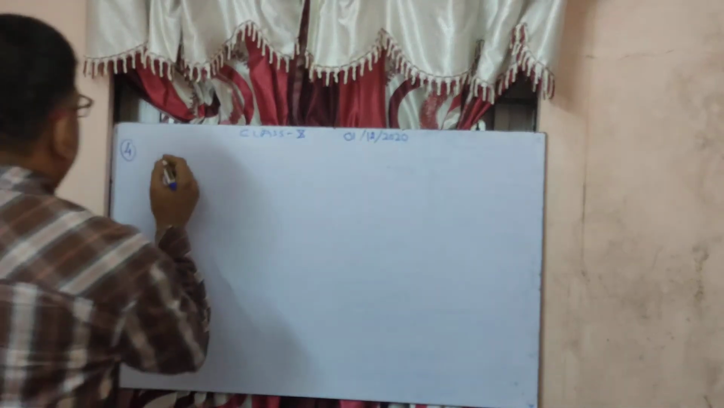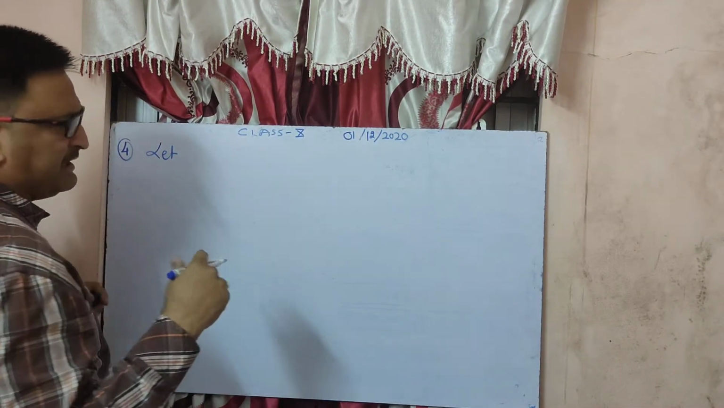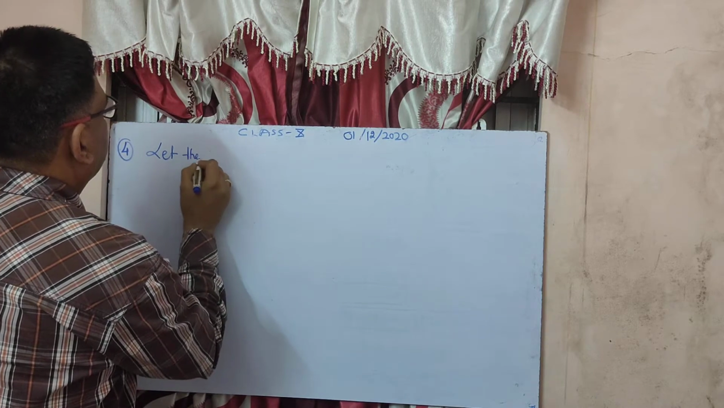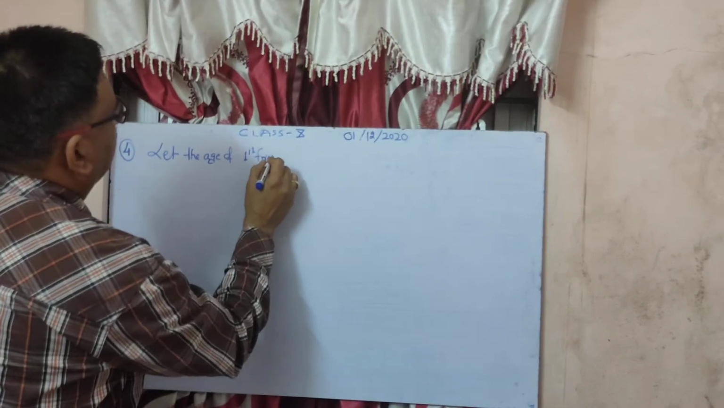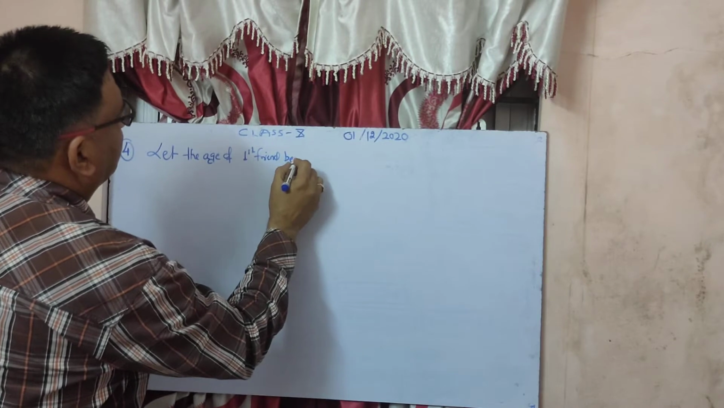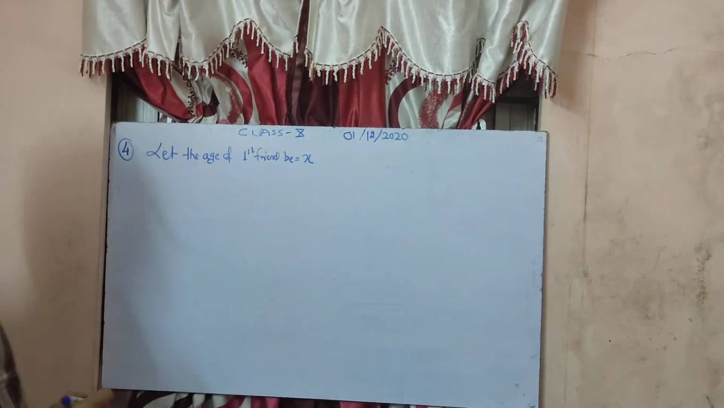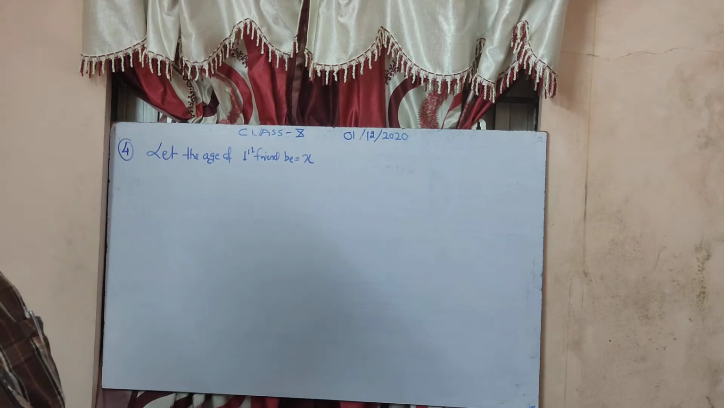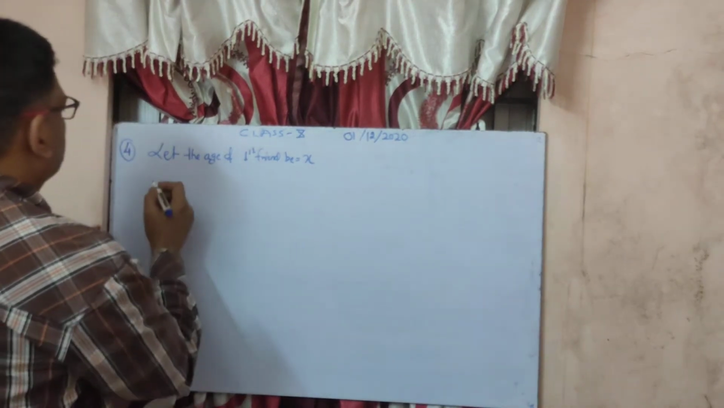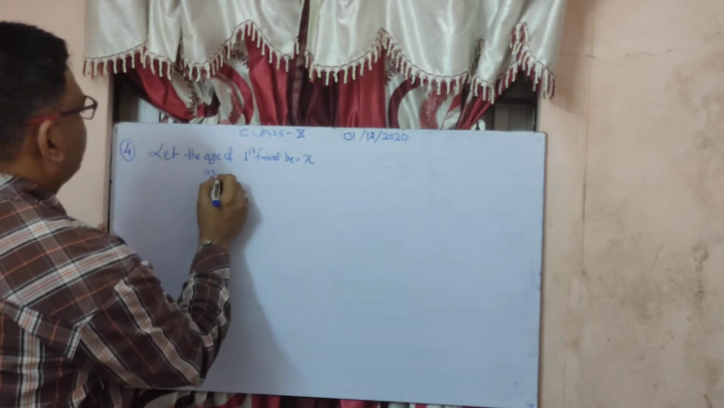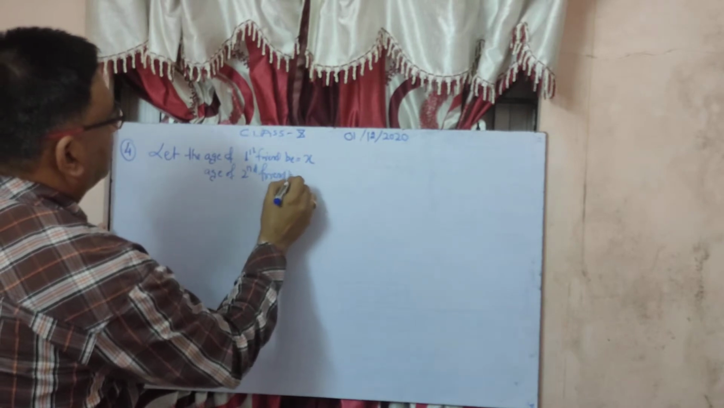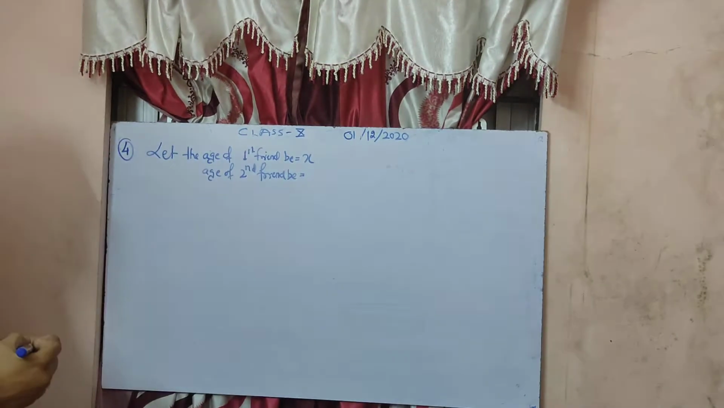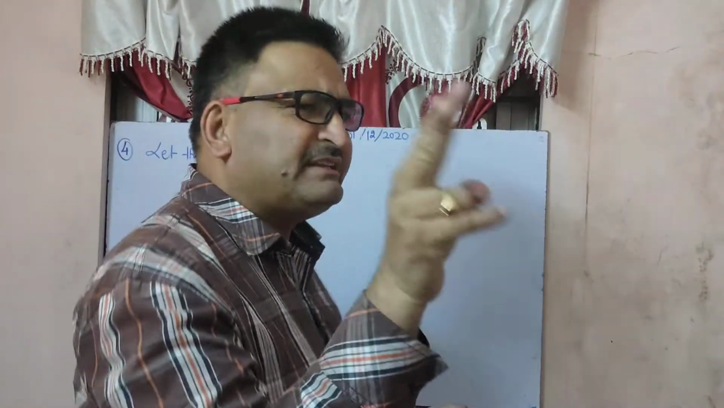Okay, so we don't know both their ages. Let the age of the first friend be x. Then the age of the second friend be what? So now they have given a condition. What is that condition? The sum of their ages is 20.